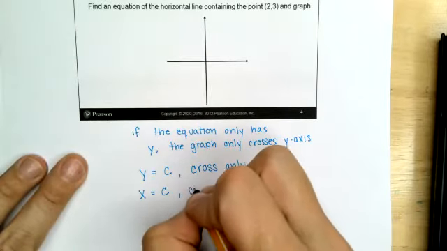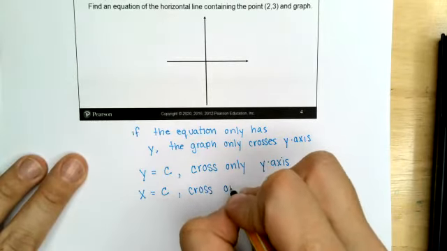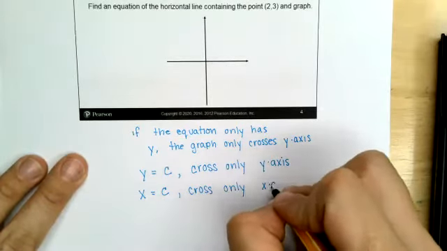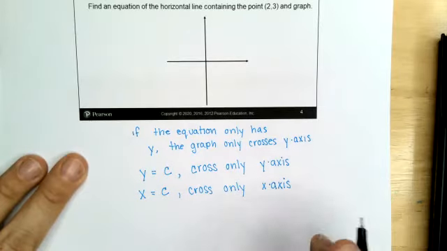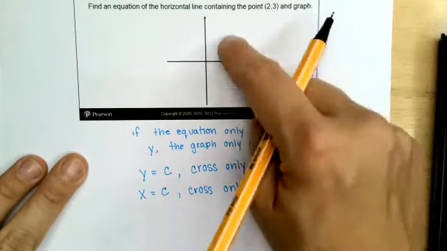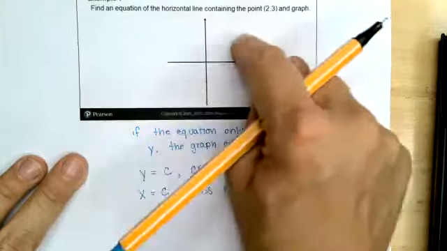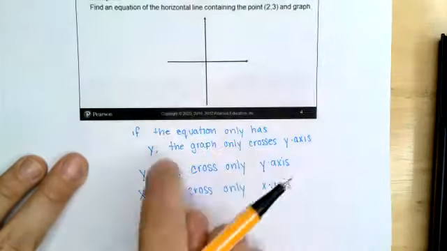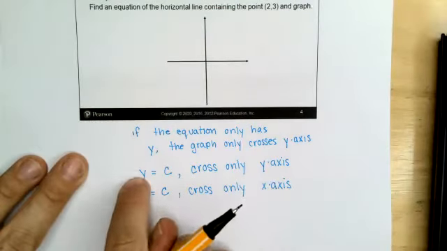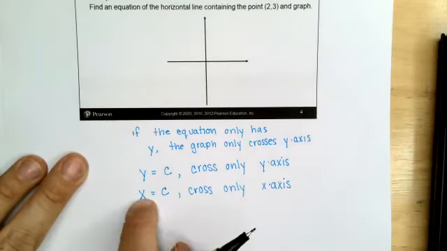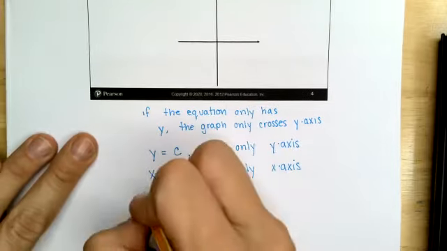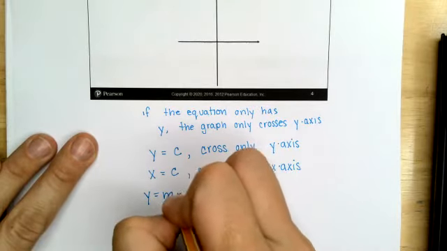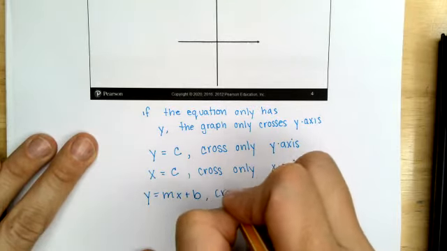If we have x equals a constant, c is just a constant, it just means any number, it will cross only the x-axis. It's not intuitive because x is up and down, y is side to side, which is opposite of the actual axes themselves. So that's why I have to remember this. If it has y, it will cross y. If it has x, it will cross x. If it's just a regular equation, it will cross both.